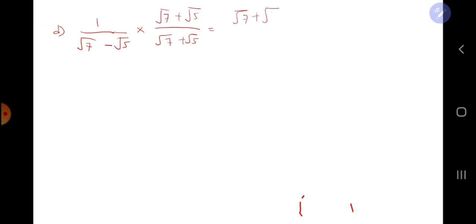Okay, D is 1 over root 7 minus square root of 5. So this one you can rationalize by using square root of 7 plus square root of 5 over square root of 7 plus square root of 5. So this one you will get square root of 7 plus square root of 5 over, this will be 7 minus 5. Okay, so you will get (square root of 7 plus square root of 5) over 2. Okay, so that's your answer.